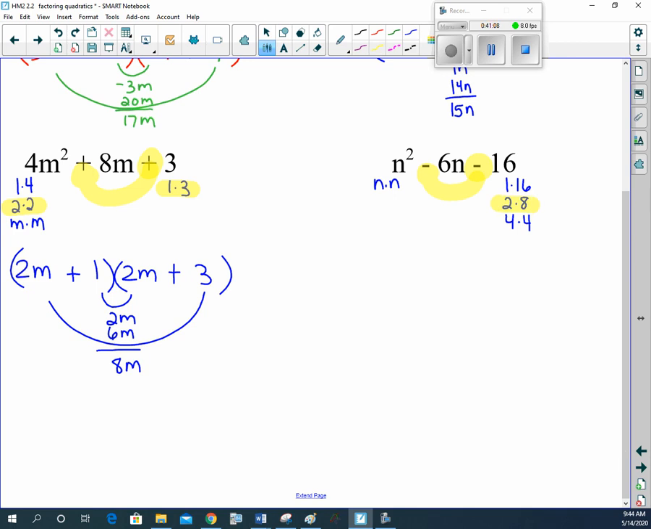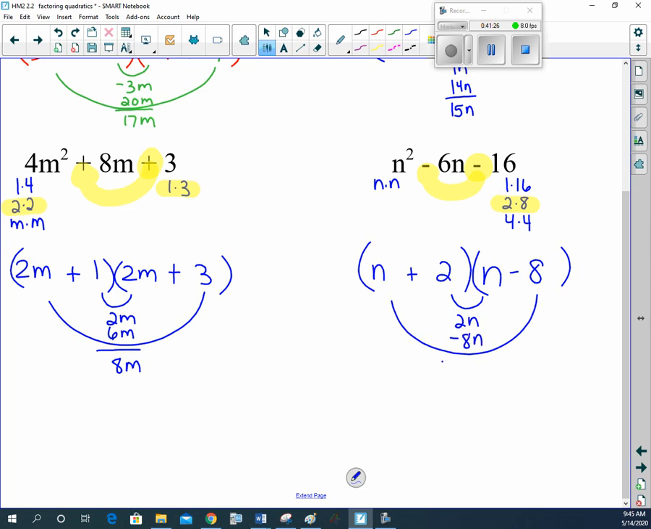Okay, so when I set my binomials up, I'm going to go n and n, 2 and 8. Now I want it to be a negative 6. So I want the 8 to be negative and the 2 to be positive. Let's do a quick check. That's a plus 2n. It's a minus 8n. Add them together and you get a negative 6n. Is that what I wanted in the middle? It is, so that's what it factors to.